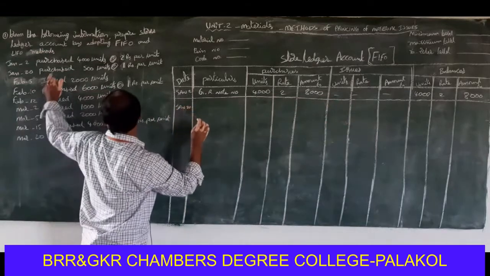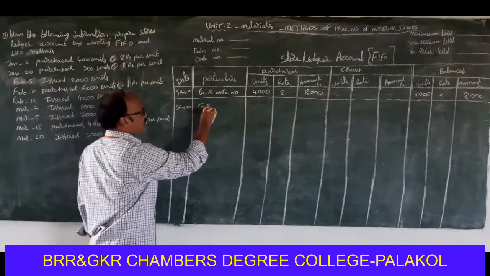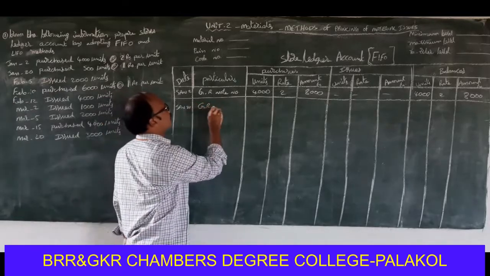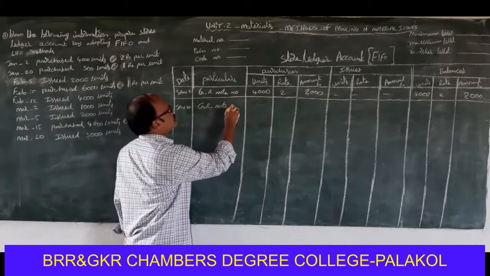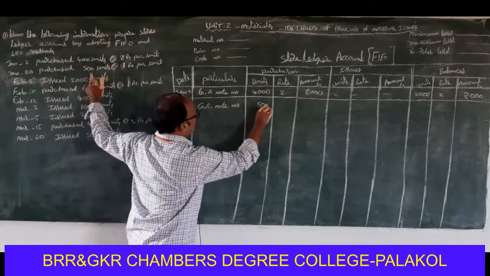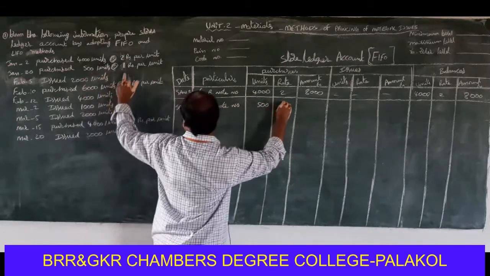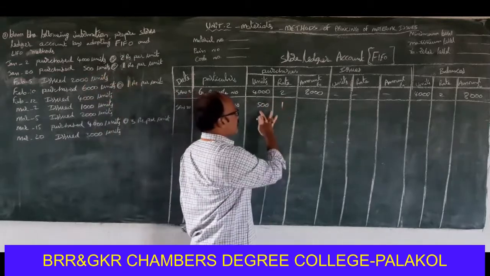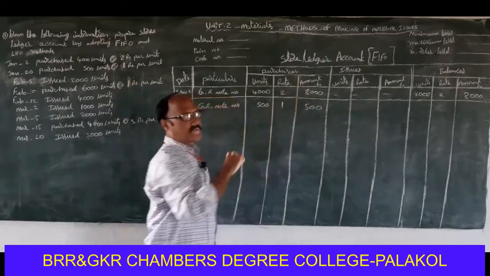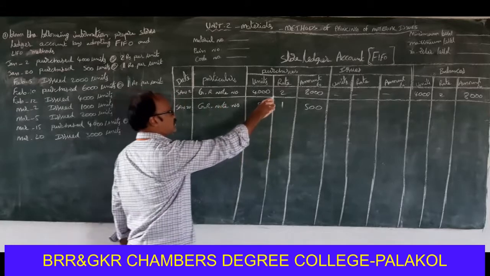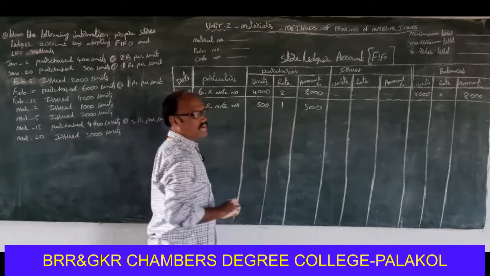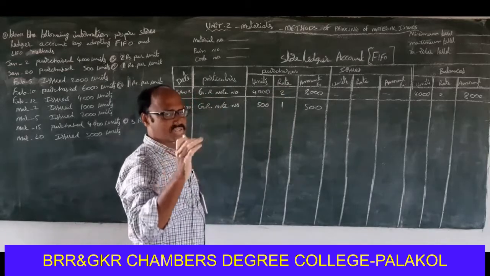Next one, January 20th. Again purchased. Purchased means, as I already said, goods received note number, the GR note number. How many units were purchased here? 500 units at the rate of rupee 1 per unit. So 500 into 1, that is equal to 500 rupees worth of goods purchased.